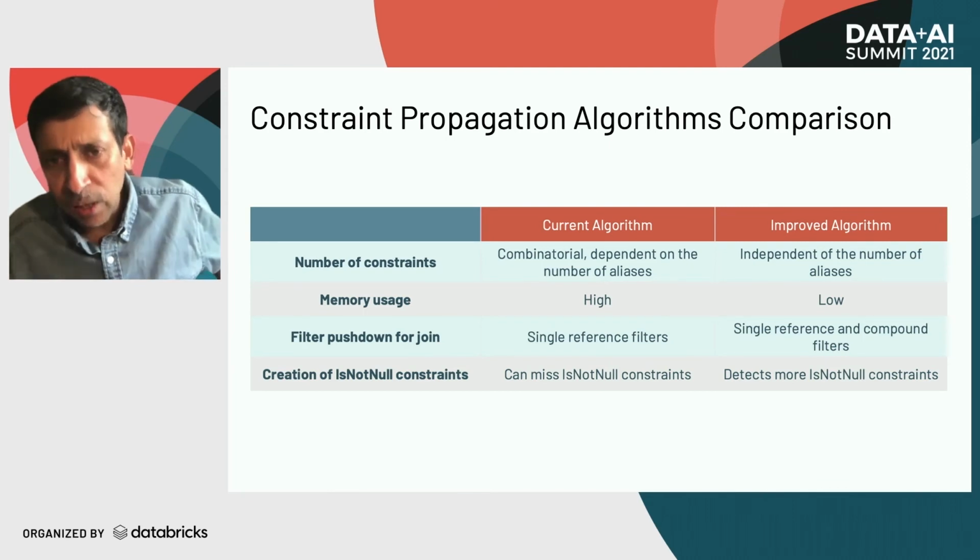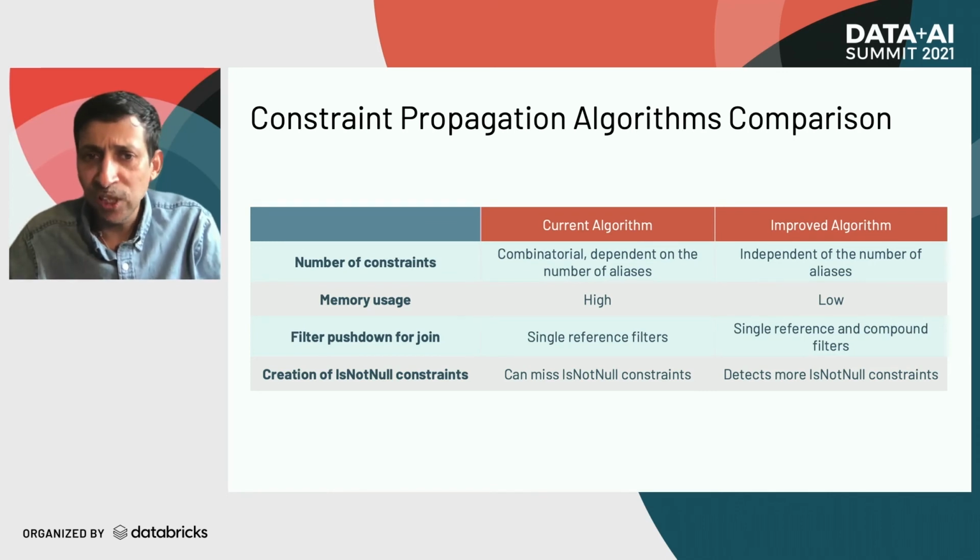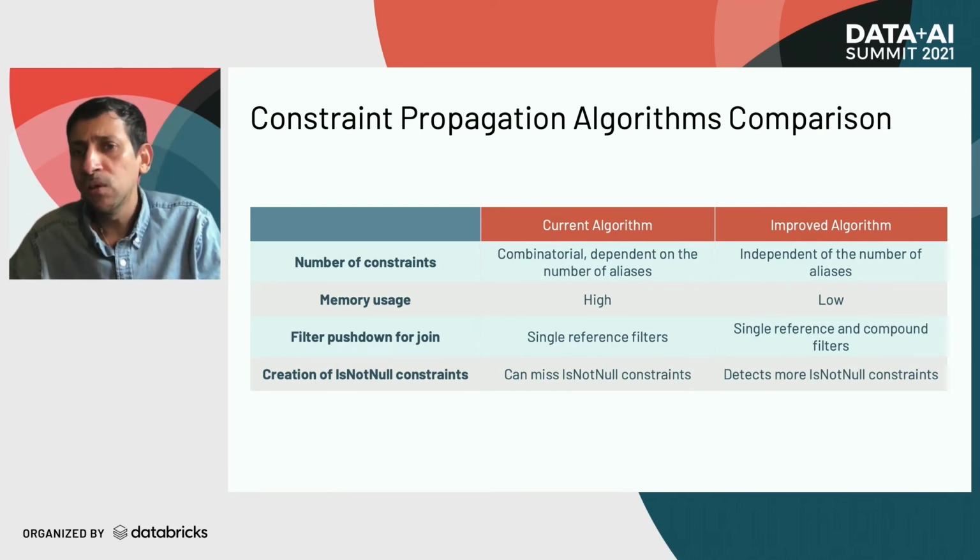This is just a comparison of the existing constraint propagation logic and the optimized one. In this case, if you see the number of constraints in the current algorithm, it is combinatorial. It is highly dependent on the number of aliases. Whereas in the optimized algorithm, it is independent of the number of aliases. We just store the original constraints themselves. And that benefits in terms of the memory usage. The memory usage of the current algorithm, because it has to generate so many alias combinations, is high. In case of the improved algorithm, it is bare minimum.